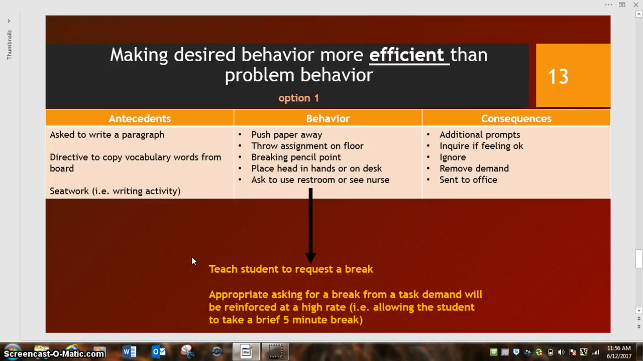So what happens if it's not possible to reinforce a student's replacement behavior in most circumstances? Well, in this case, you will need to select a new replacement behavior that you can readily reinforce.